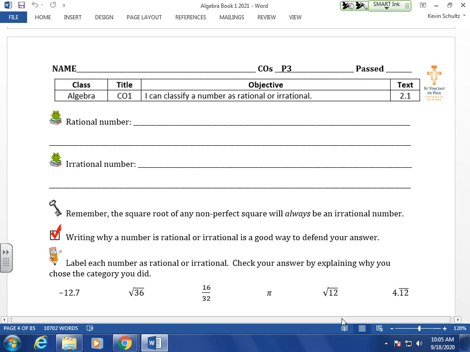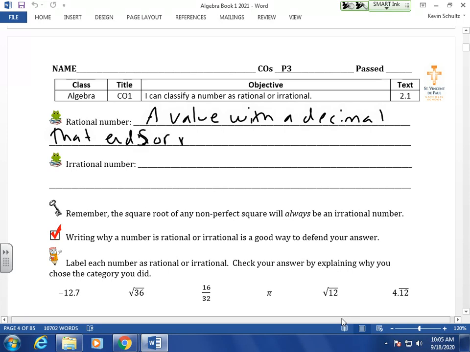Does anybody know what makes a number rational? If not, that means we're all going to learn something new today. That's fantastic. So a rational number is a value with a decimal that ends or repeats.